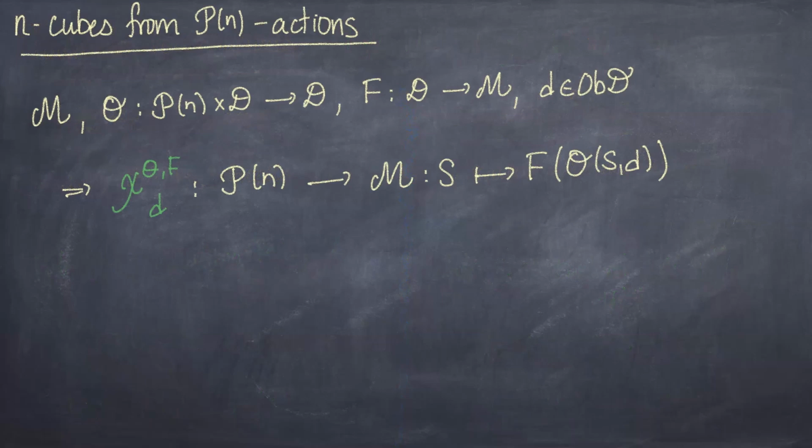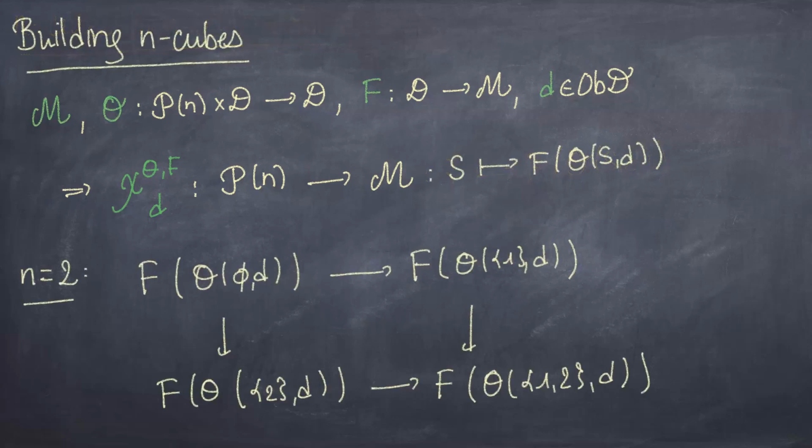So using theta, F, and d, we can define an n-cube, a functor from P of n into M, that's going to send a subset S of the numbers from 1 to n to F of theta of S, d. So theta of S, d is an object in D, we apply F to it, and we get an object in M. So if we look at the case when n is 2, for example, it gives us a square diagram in M, where we have at each corner F of theta of an appropriate thing, and d.